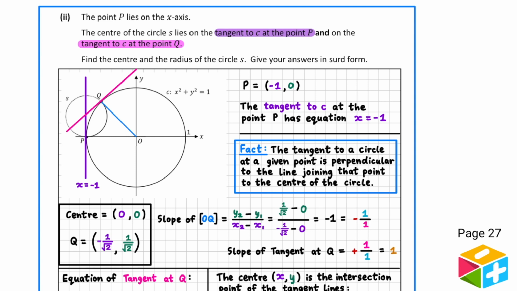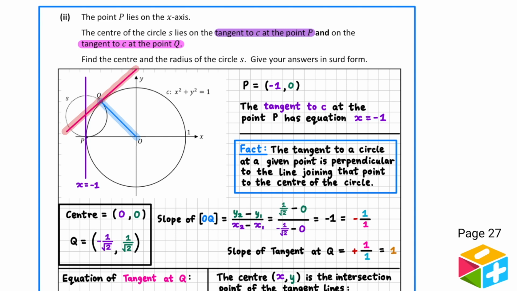However, we don't know the slope. To find this, we can use the fact that I've written. The tangent line at Q will be perpendicular to the line which joins Q to the centre, O. The strategy here will be to first find the slope of this blue line, OQ, and then use this to find the slope of the pink line.